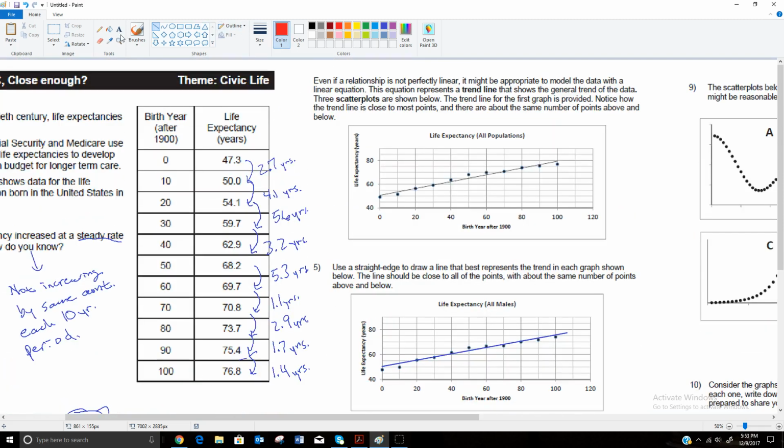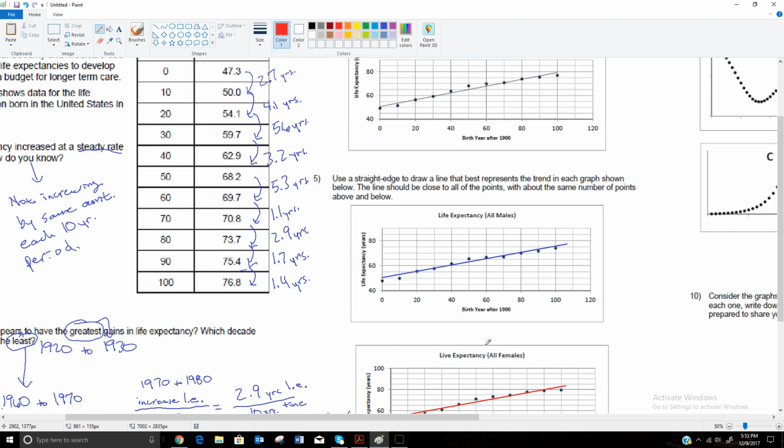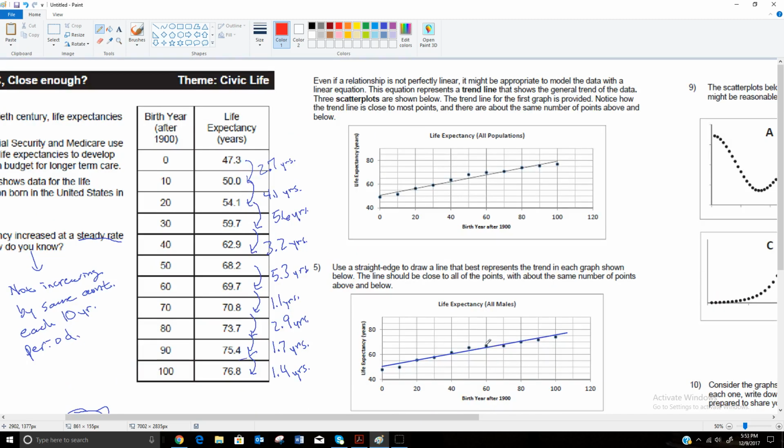So if I go back up here to the male one, what does it look like the starting point is? Because that would be my y-intercept. Well, it looks to me like it starts at about, this is 40, this would be 50 and 60, so it looks like it's right at about 50. So I'm going to say that y equals 50 as a starting point, and then I want to know how much it goes up.